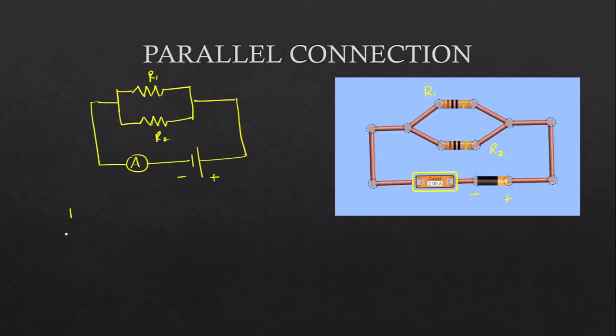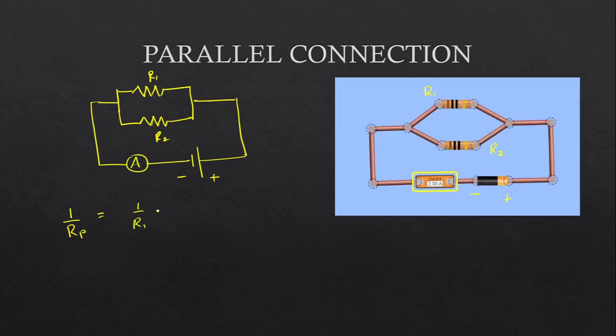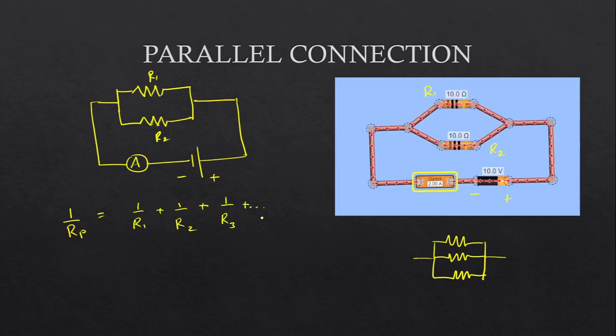So if two resistors are connected in parallel, the total resistance is given by 1/Rp = 1/R1 + 1/R2. But if you have multiple resistors connected in parallel, let's say 1, 2, 3, 4 and so on, then this pattern will continue. Then it will be 1/R3 plus so on.